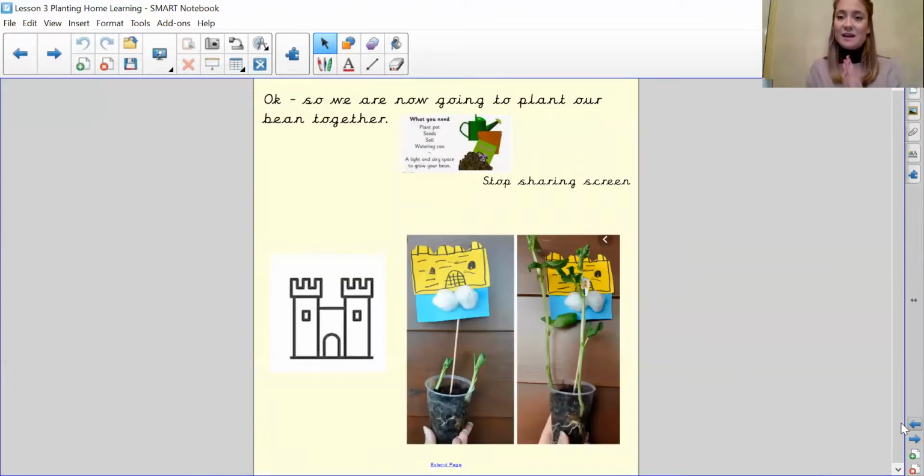Okay, let's have a go. Now we're going to have a go at planting our bean together. So let me stop showing this. So I have got my plant pot. And the first thing I'm going to do is make sure that I've got a plate under my plant pot so the soil doesn't go everywhere.